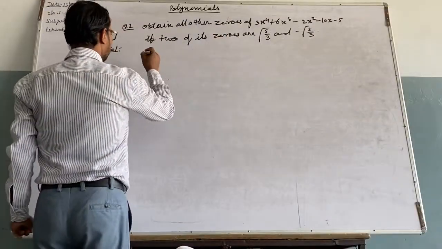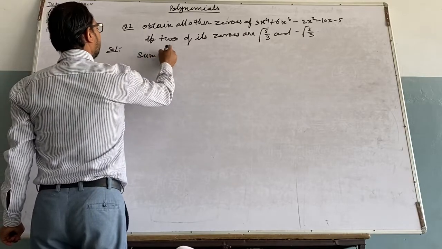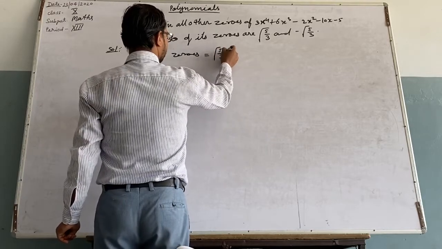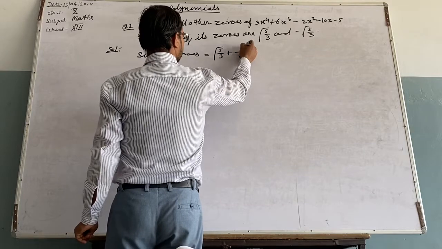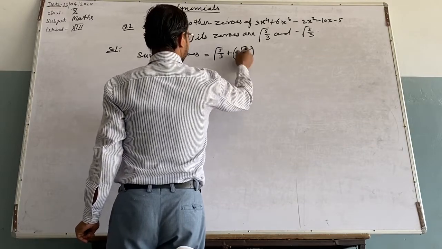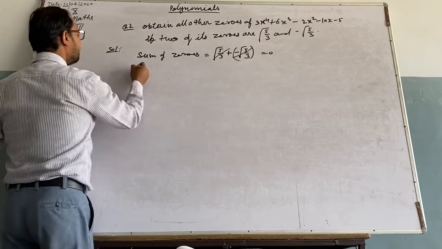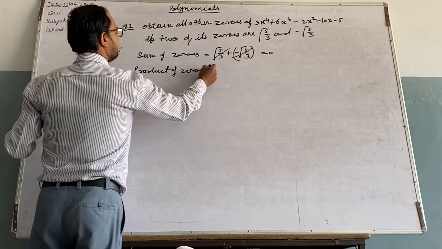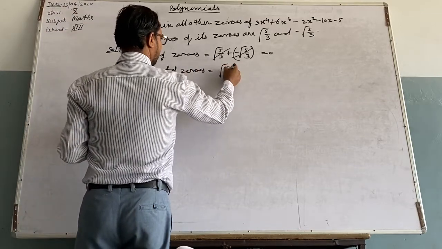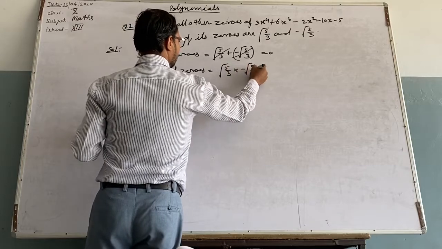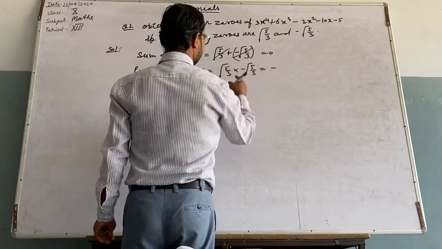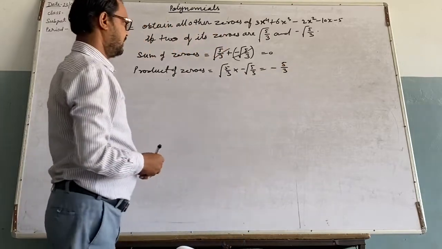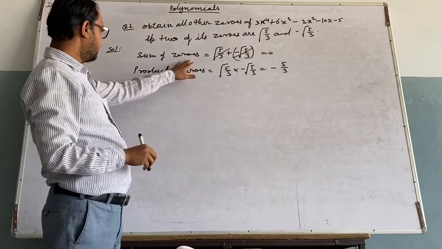According to this, first of all find out the sum of zeros, which is root 5 by 3 plus minus root 5 by 3. This will give you 0. Then the product of zeros: root 5 by 3 into minus root 5 by 3 gives minus 5 by 3. This is the sum of zeros and product of zeros.